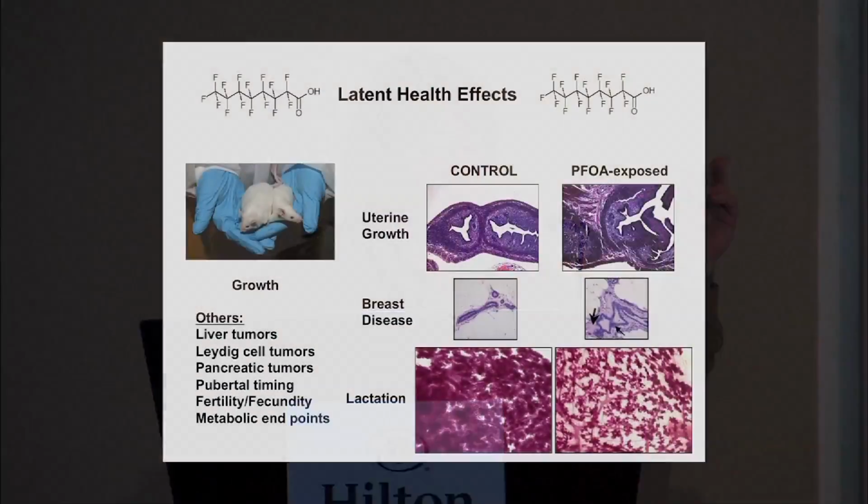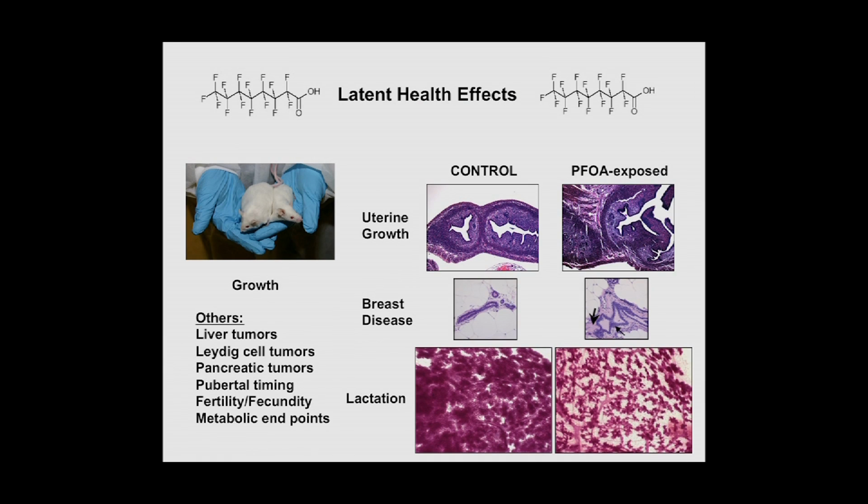Now, I want to come full circle, because this isn't just about the mammary gland. Like Linda said earlier, there's a lot of things that are affected. There are risk factors for breast cancer that are also affected by this compound. As you can see on the left-hand side, those animals were from our studies. The one on the left, the fat one, is the one that had PFOA while it was in utero. The one on the right is the control animal. In terms of uterine growth, we can also see over a very short treatment period that the uterine growth is altered in these animals.